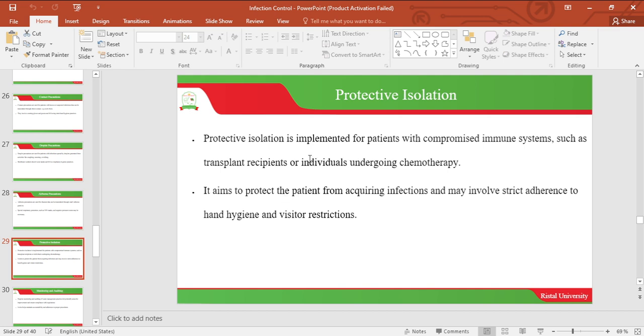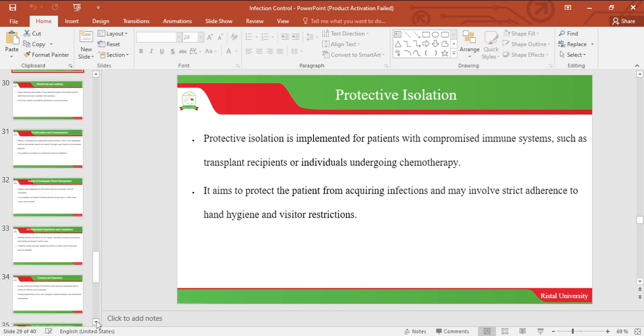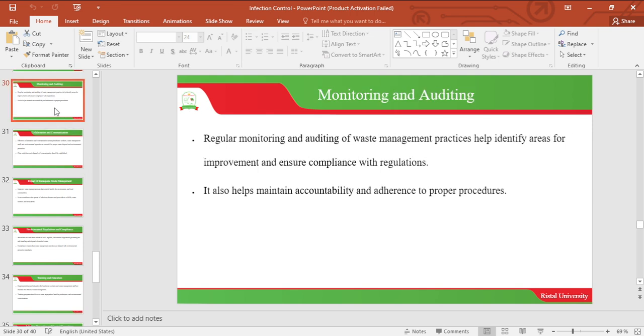Protective isolation is implemented for patients with a compromised immune system, such as transplant recipients or individuals undergoing chemotherapy. The aim is to protect the patient from acquiring infections and may also involve strict adherence to hand hygiene and restriction of visitors. Because if so many visitors are allowed in, chances are these visitors will also be having infections that they will transmit to our patient. Yet our patient is not supposed to be infected because his immune system is low.